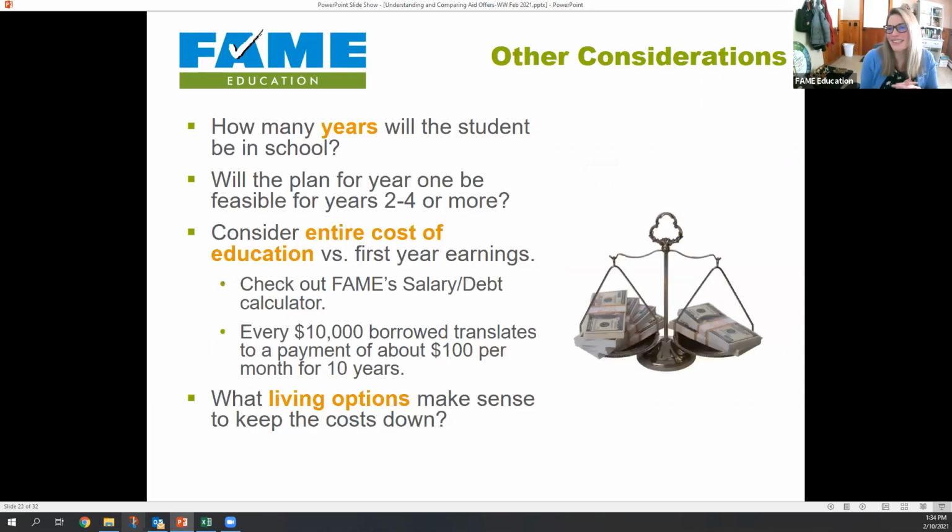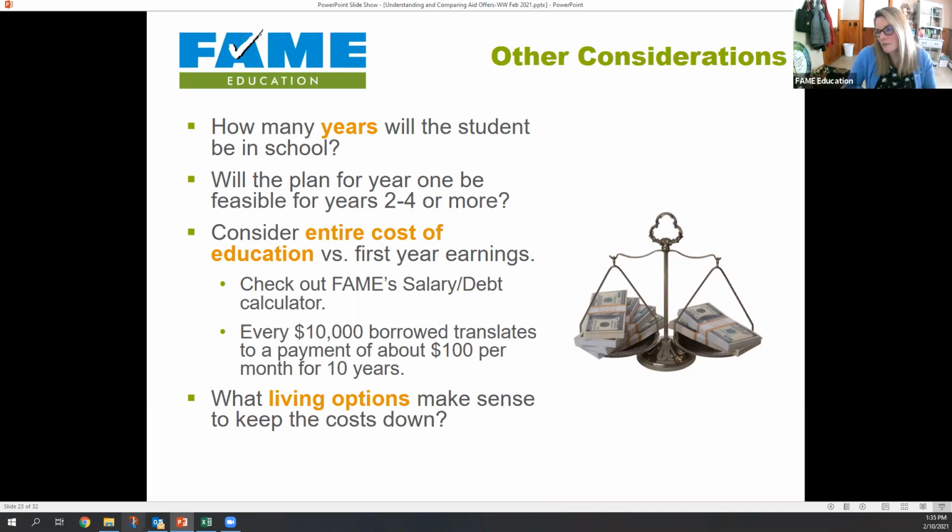A couple of other things to consider, as we've talked about: how long will the student be in school? Are they going to be able to sustain the plan? So let's say we're going to figure out what we're going to do this year. We're going to do a combination of savings and loans, and we've got first year covered. Is that same plan going to work every year if costs are going up?